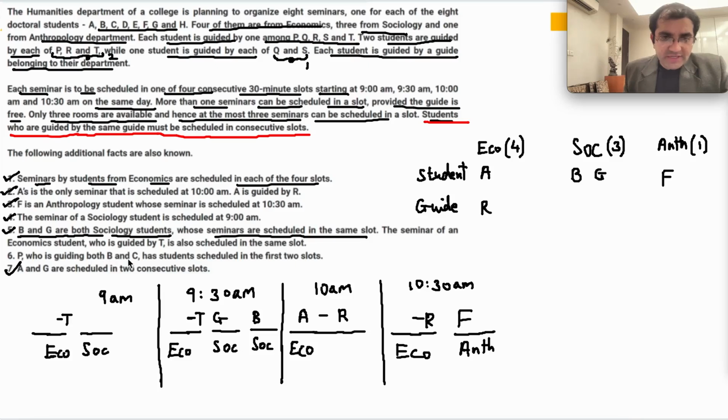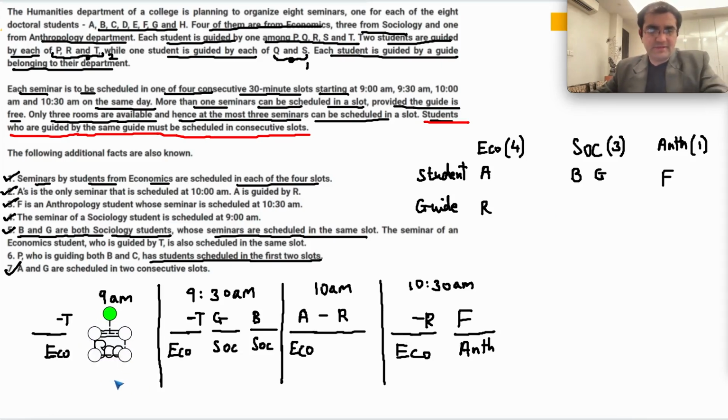P, who is guiding both B and C, has students scheduled in the first two slots. Okay, so how many students are there? 3 plus 1 is 4, plus 2 is 6, plus 2 is 8. So here you have 8 students. Okay, it's done. Let's give it a little space. My students are over now.